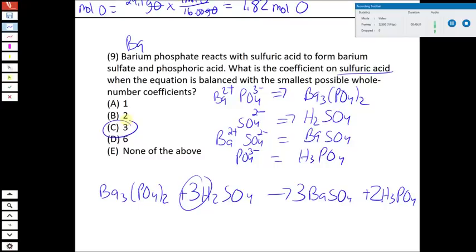So questions on balancing equations, or this one in particular, or anything in general? All right.